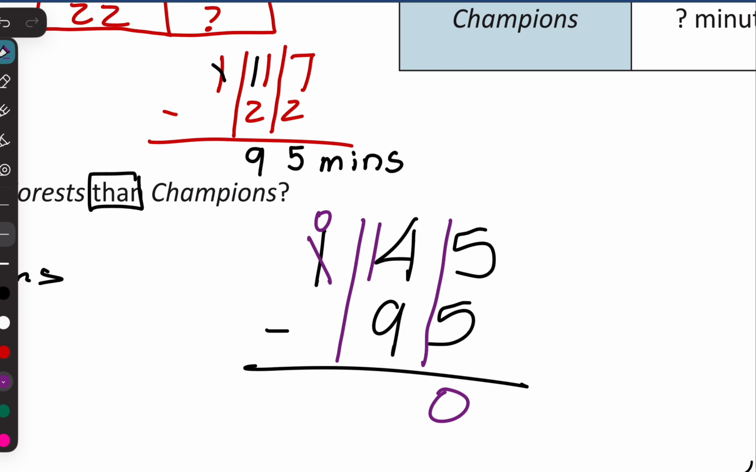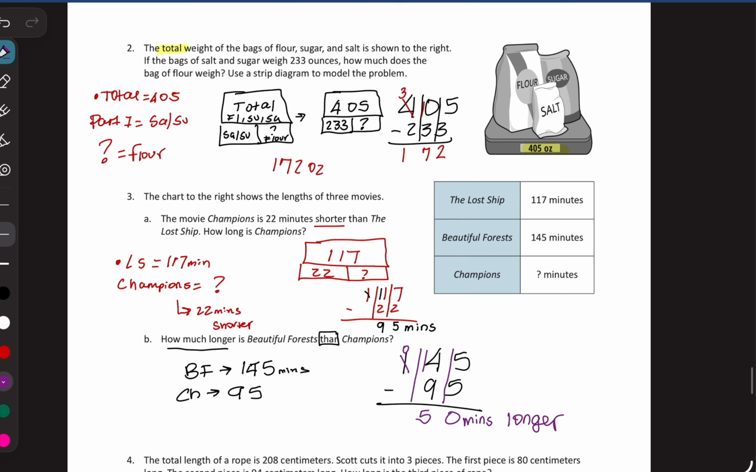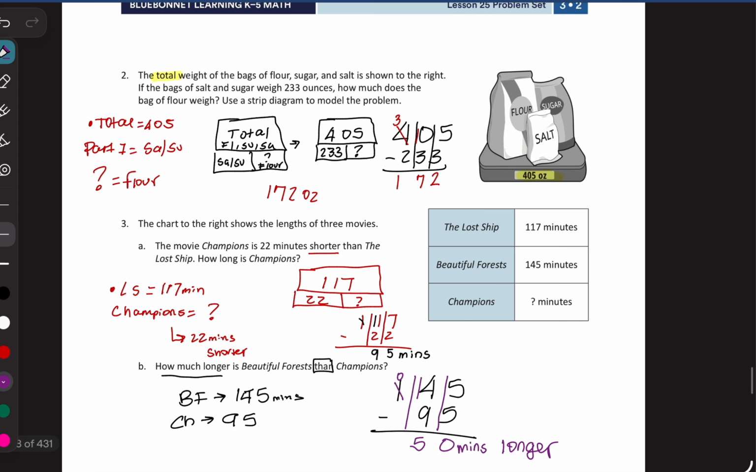So I know that 14 minus 9 in this case, well, if I use my mental math strategies, I can say that 14 minus 9 makes 5. Okay, because I know that 9 plus 5 makes 14. And so now I have my answer at 50 because 0 minus nothing is just 0. So my answer is 50 minutes longer. There's your comparison answer. Okay, and so these are the two word problems from our problem set today that I just wanted to give you a brief update on how we solved.